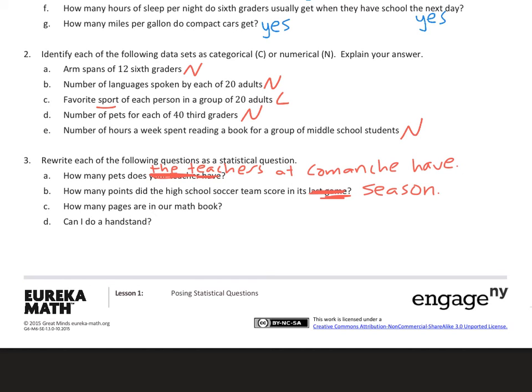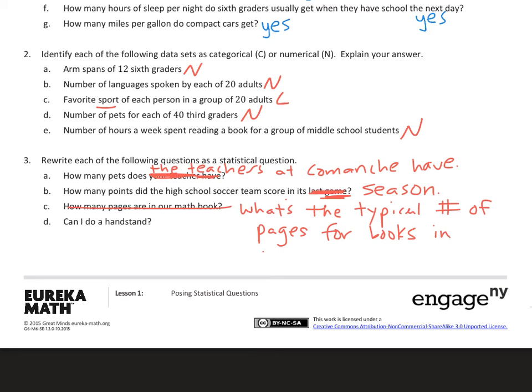Man, I might just forget this whole book thing, at least for math or whatever, but maybe I'm just going to use the one they have. So what's the typical number of pages for books in a school library, right? And this is going to obviously be almost impossible to figure out because you have to go through each one. But you could say maybe the fiction section or something.